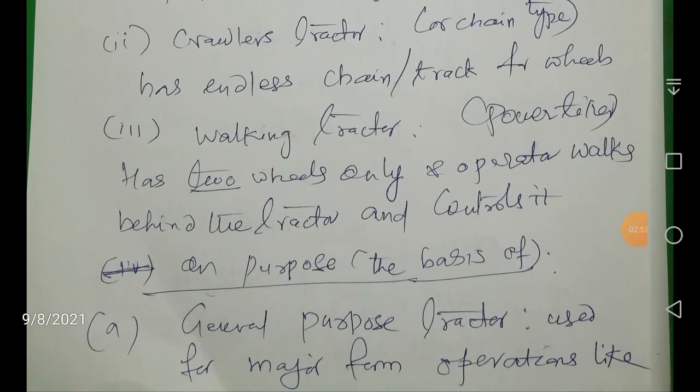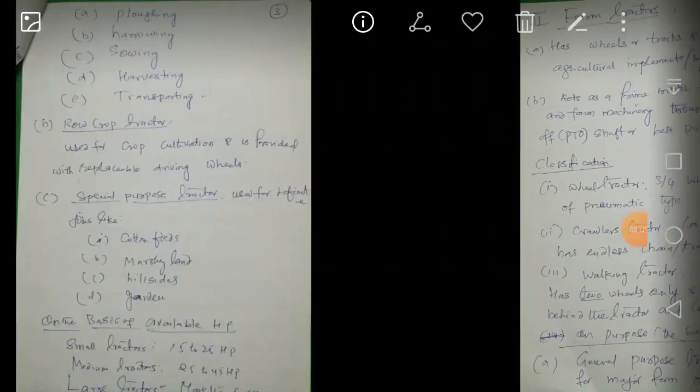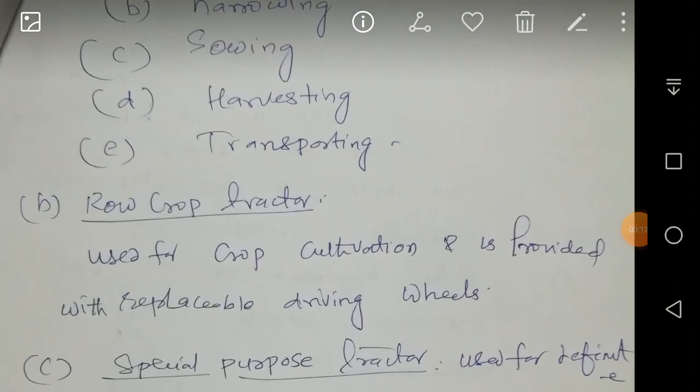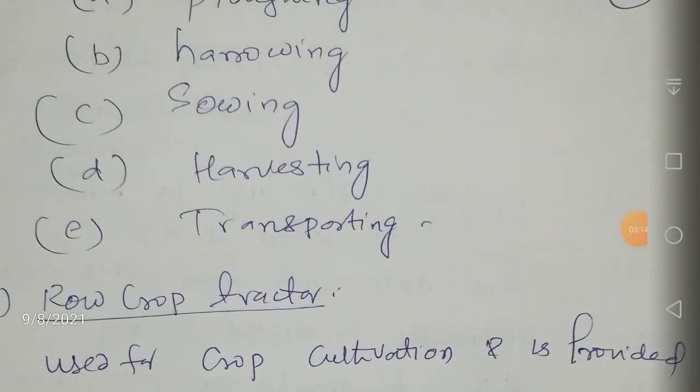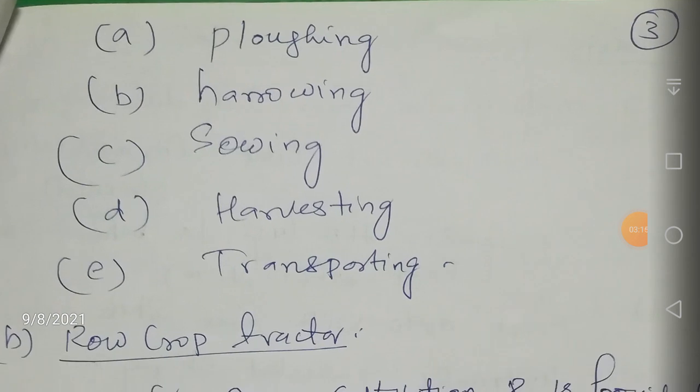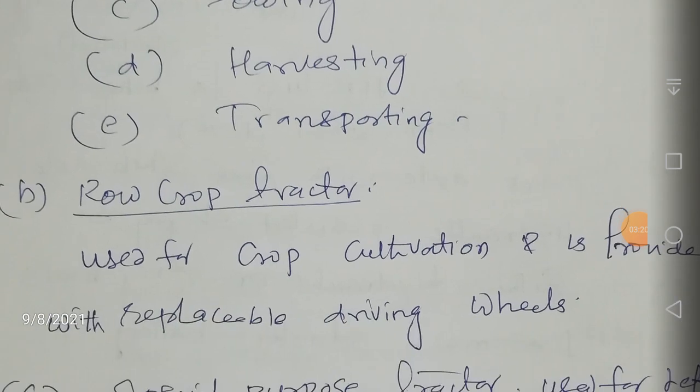Now another classification of tractors is general purpose tractors and some other types of tractors also. This is your general purpose tractor. It is used for major farm operations like ploughing, harrowing, sowing, harvesting and also transporting. These are the areas in which you can find the applications of your general purpose tractor.